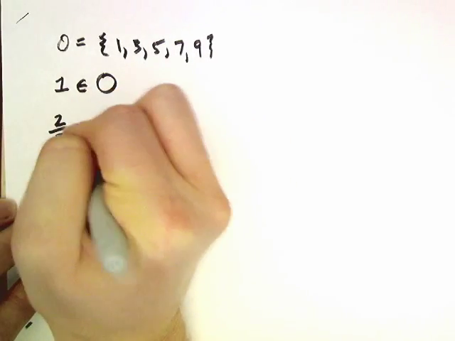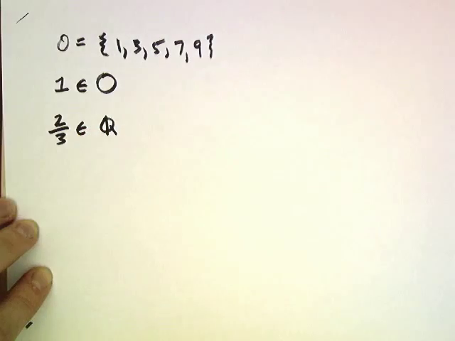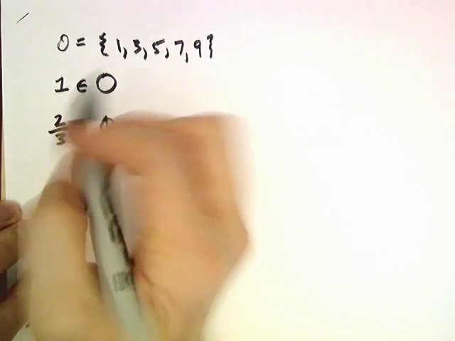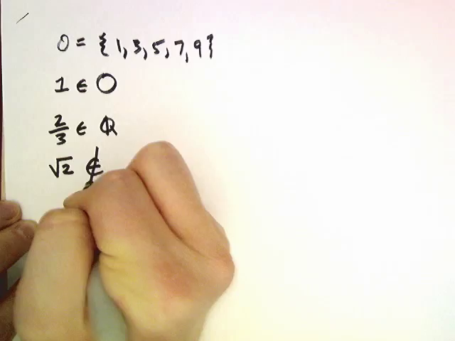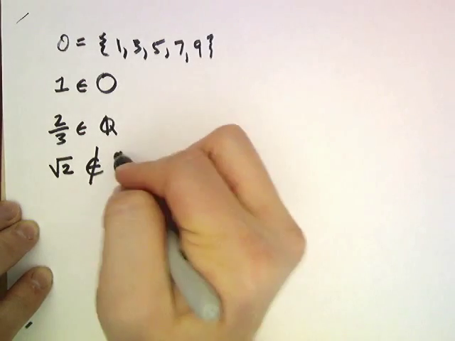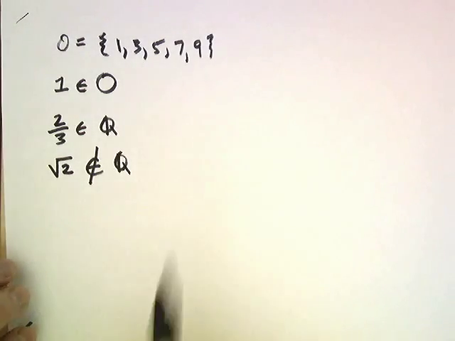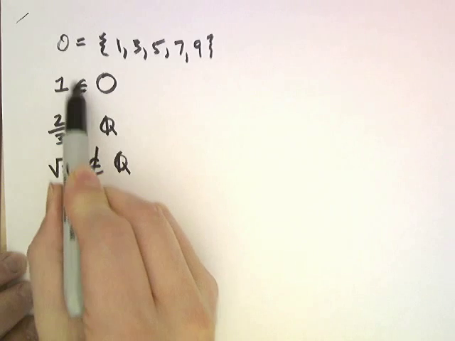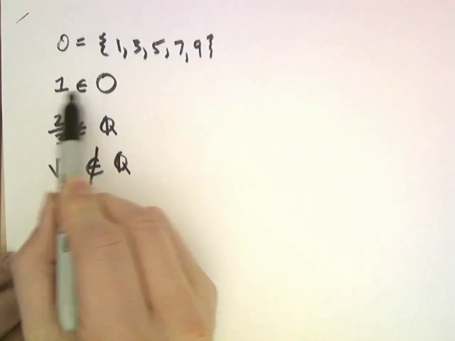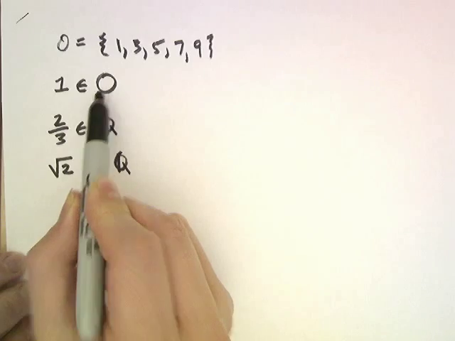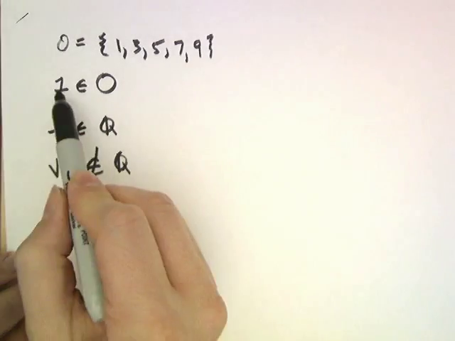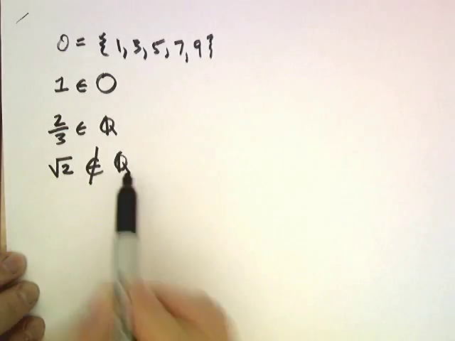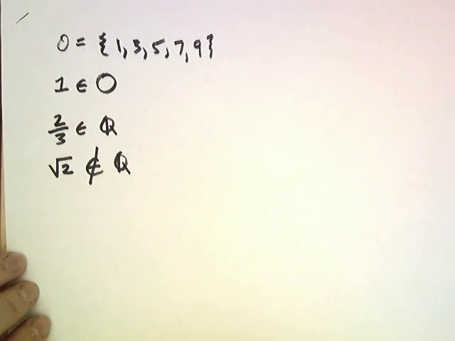2/3 is an element of the rational numbers. We've also seen in class that the square root of 2 is not an element of the rational numbers. So this symbol, which kind of looks like a little e, you would say 1 belongs to O, root 2 does not belong to Q, or you can just say 1 is in O, root 2 is not in Q.